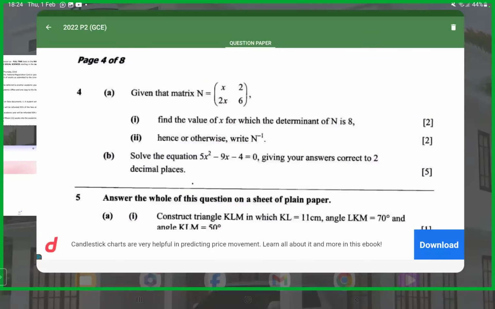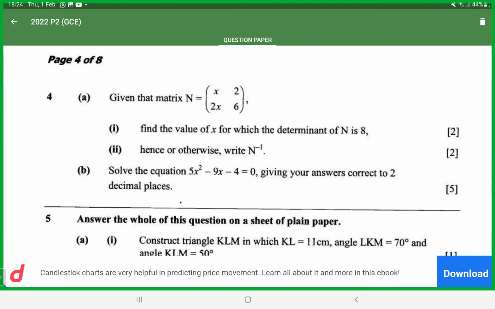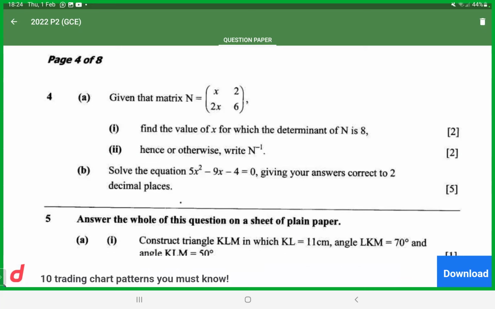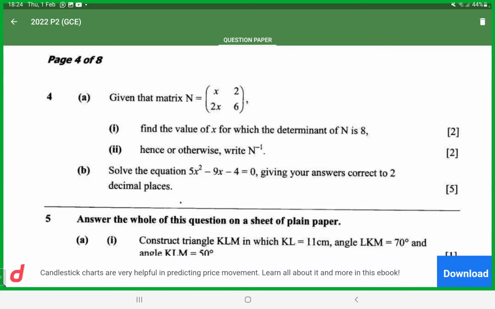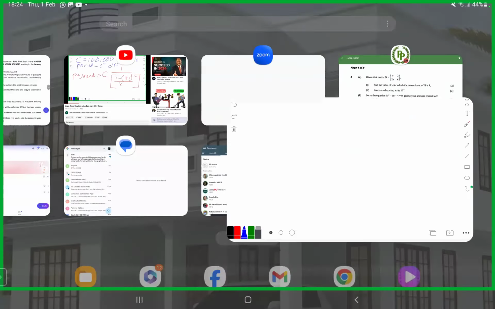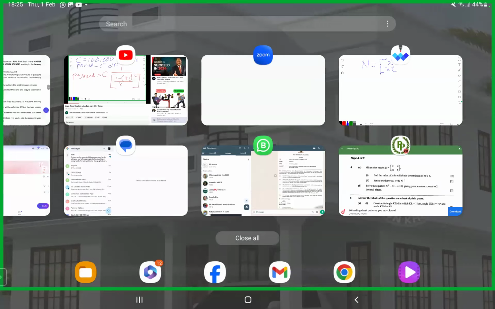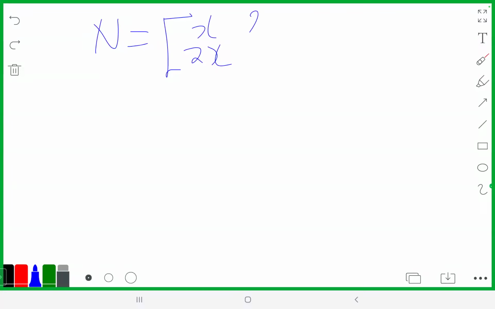Let's go ahead now and pick an exam question from the Examination Council of Zambia. This is an exam question. Question number 4 is the one that we are looking at. It reads that given that the matrix N is equal to X, 2, X, 6. Let's copy the matrix first. Matrix N is equal to X, 2, X, 6.